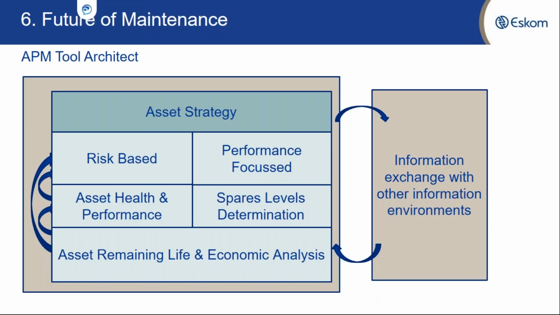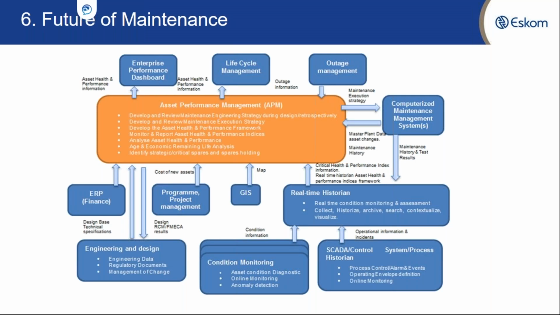Again, we are working on a tool that we call the Asset Performance Management Tool. This tool is going to take a lot of things that we are currently doing manually, such as the maintenance strategies and the asset health, and encompass them into an asset performance management tool. For this tool, we have actually compiled the requirements, and these are the requirements that we have for this tool.